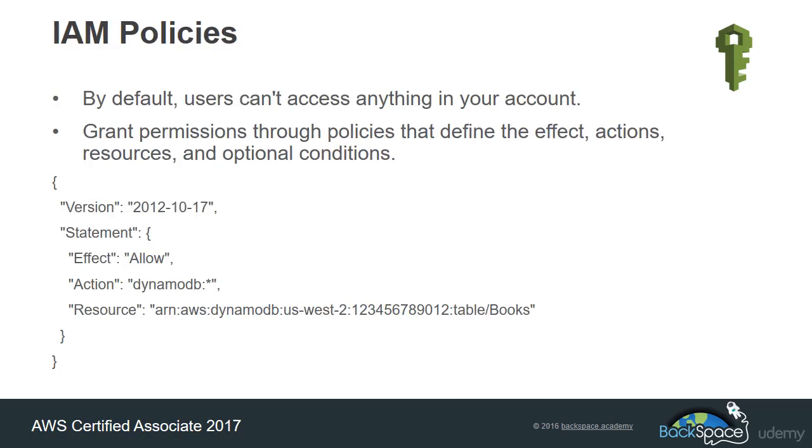So we have IAM policies. By default, users can't access anything in your account. If you create a user, they can log in, but they can't access anything. So you grant permissions through policies that define the effect, actions, resources, and optionally conditions around that access. We can see here a sample IAM policy. We've got an effect, which is that we're going to allow DynamoDB access to a resource, a DynamoDB table with that ARN, that Amazon Resource Name, there.